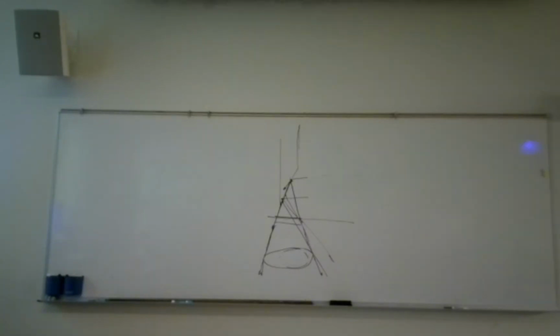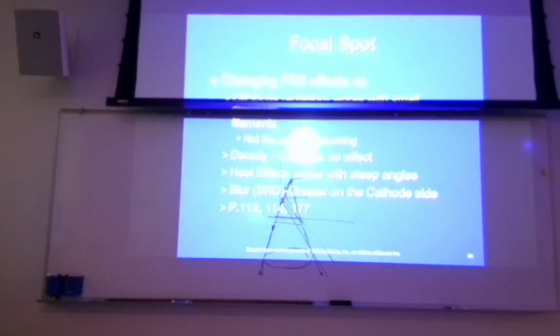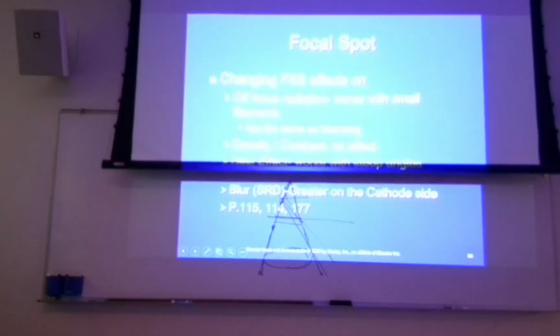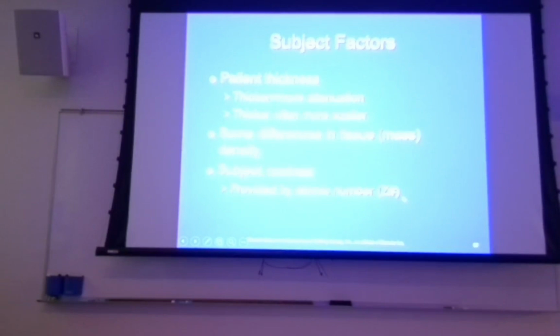We tend to talk about the difference in intensity much more than we do the difference in unsharpness. So anode heel effect, we just kind of ran through that. Subject factors, we kind of ran through this somewhat. With patient thickness, we have more attenuation. We're going to lose a greater amount of our X-ray beam. We're going to have less intensity at the image receptor. We're going to create proportionally more scatter radiation.